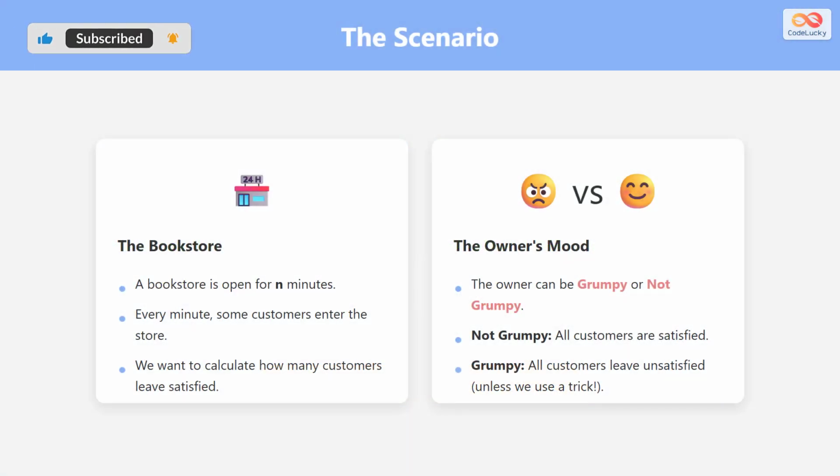Here is the situation. We have a bookstore that is open for a set number of minutes. During each minute, a specific number of customers enter. However, the owner has a mood problem. They can either be grumpy or not grumpy during any given minute. If they are not grumpy, everyone is happy. But if they are grumpy, customers leave unsatisfied.